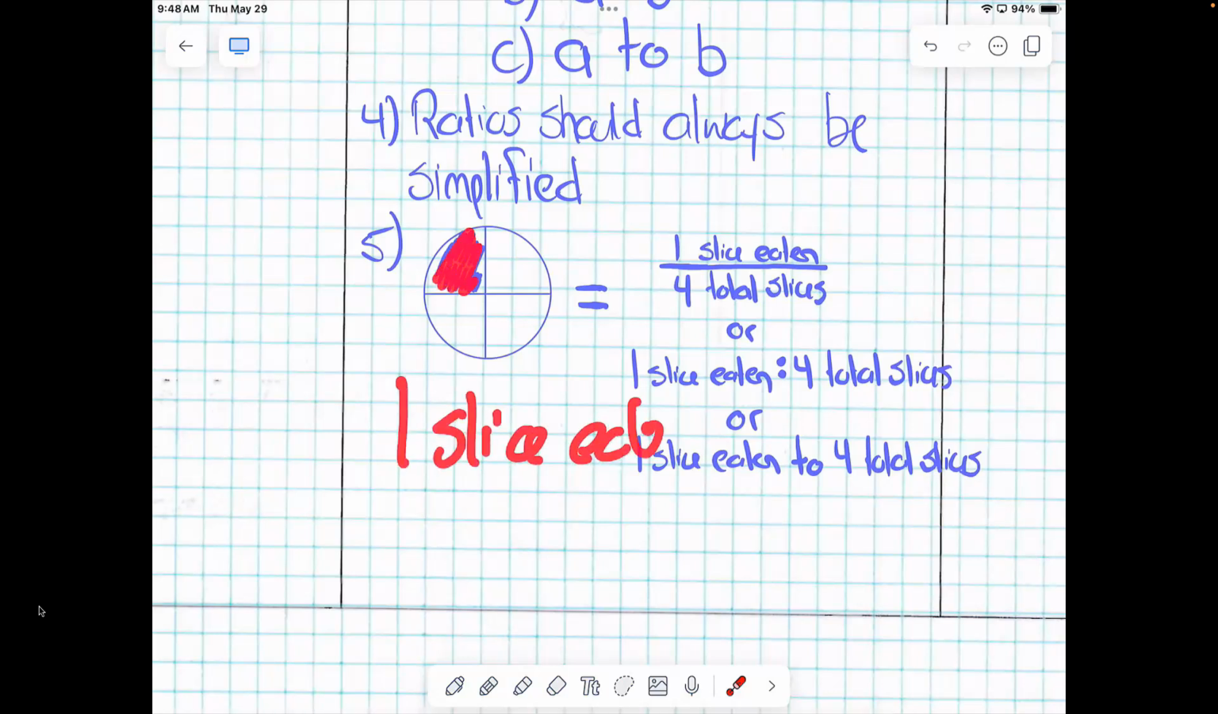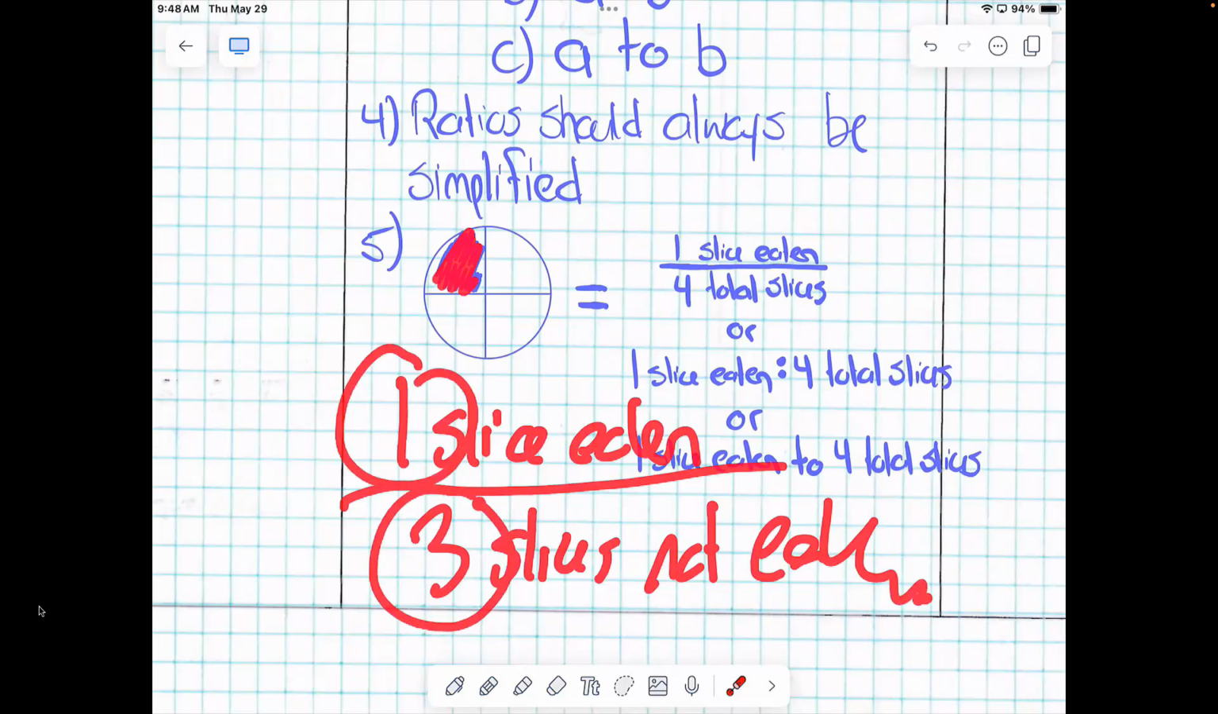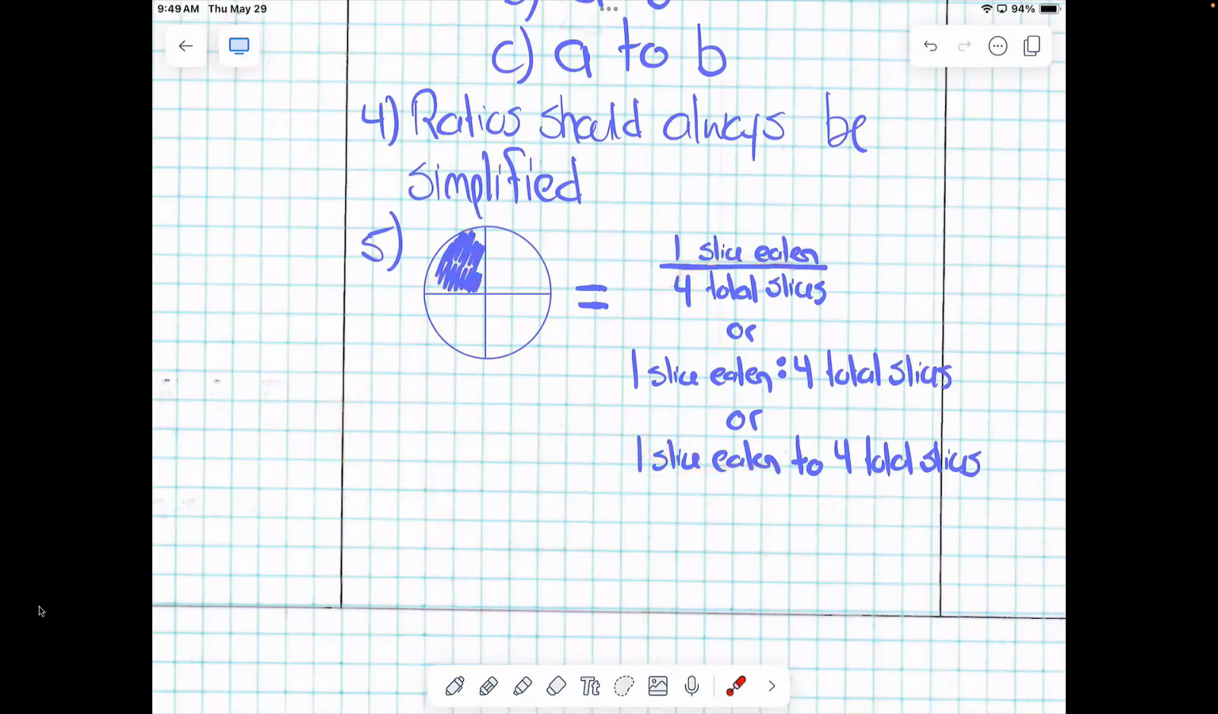Do we need to have labels, by the way? Yes. Over 3 slices not eaten. Would that be another way of looking at this as a ratio? Yes. Are we comparing the number 1 to the number 3? Yes. But we have to know what we're talking about, so we have to have labels, right?